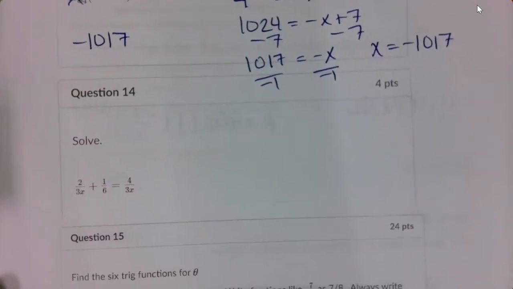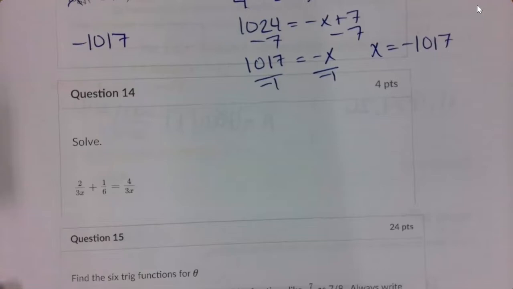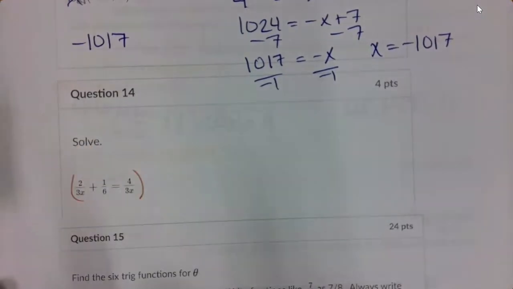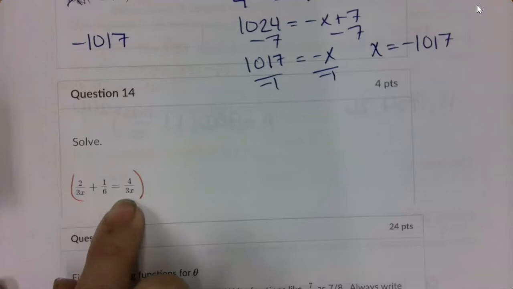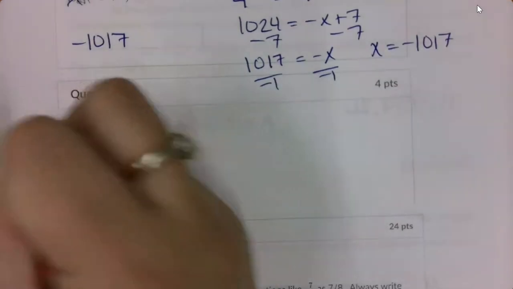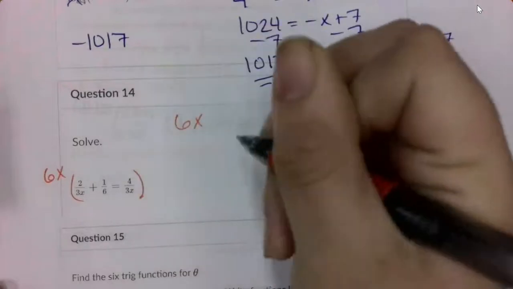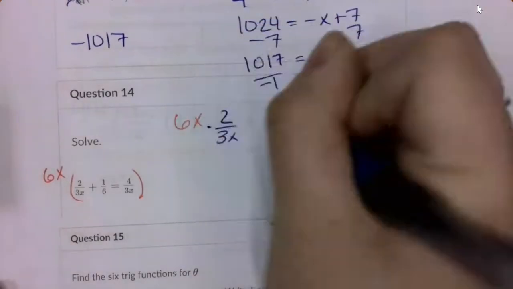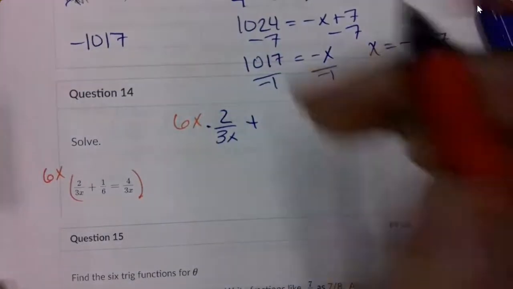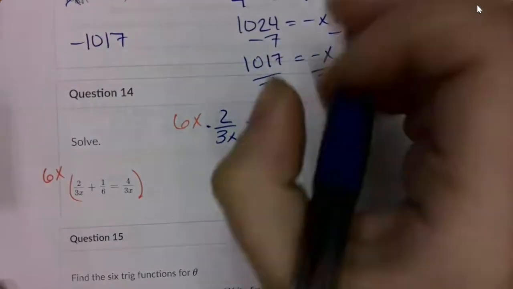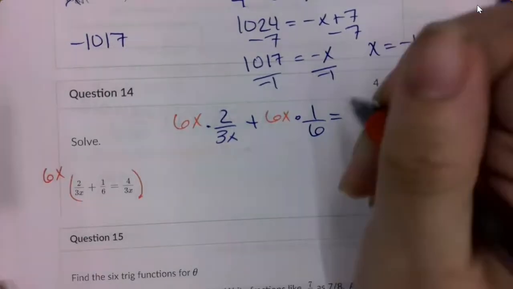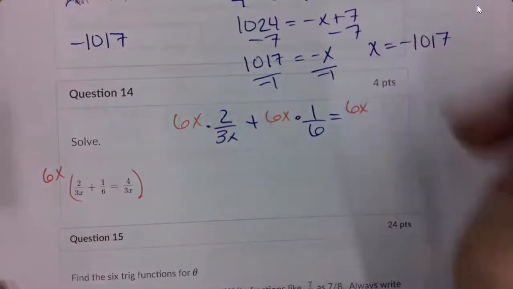Number 14 wants me to solve. It gives me a fraction. What I want to do is multiply by everything on my denominators. So I have a 6, which can be divided by 3. And then I also have an x. So I'm going to multiply everything by 6x. And I have 6x times 2 over 3x, 6x times 1 over 6, and then 6x times 4 over 3x.